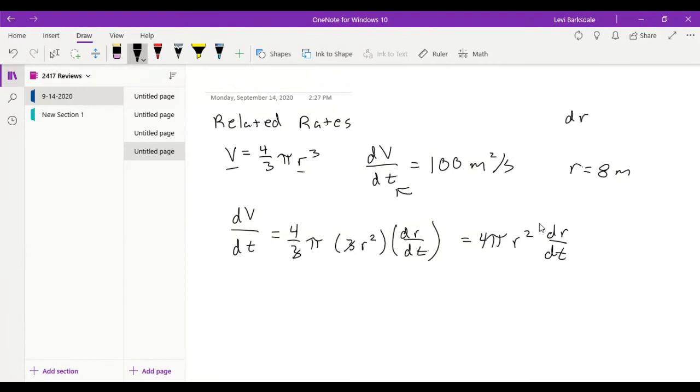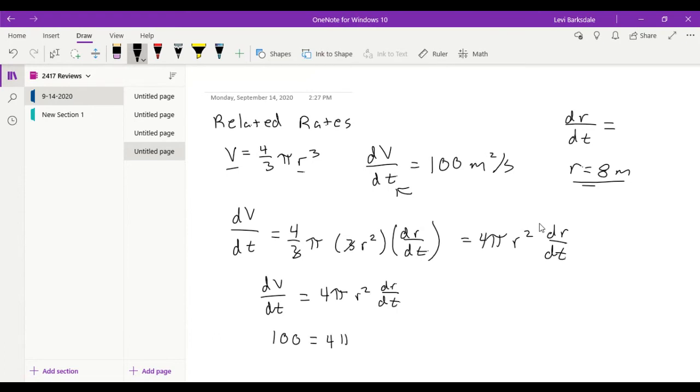And in this problem, we're actually looking for dr over dt. That is the rate of change of the radius when the radius is 8 meters. So now that we've got this equation, dV over dt equals 4 pi r squared dr over dt, you can see we know dV over dt and we know our r. So this is just an equation with one unknown. We can just plug in everything that we know.